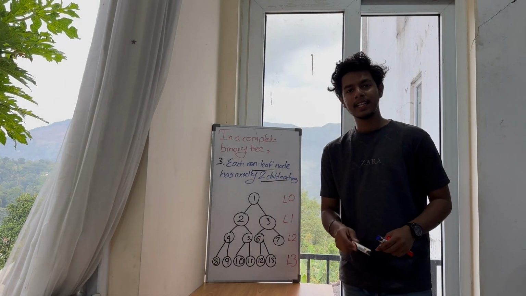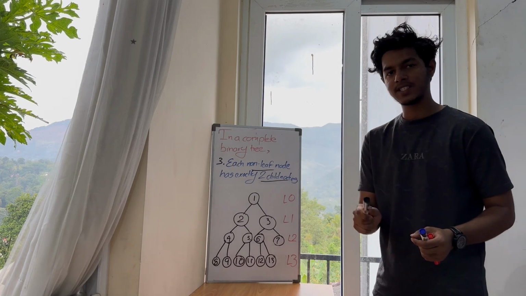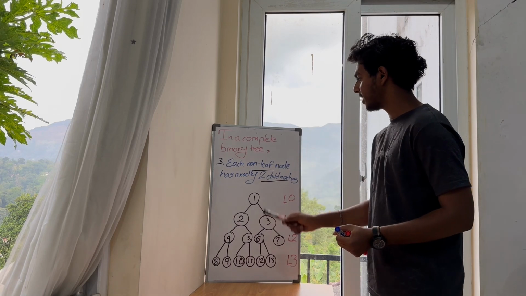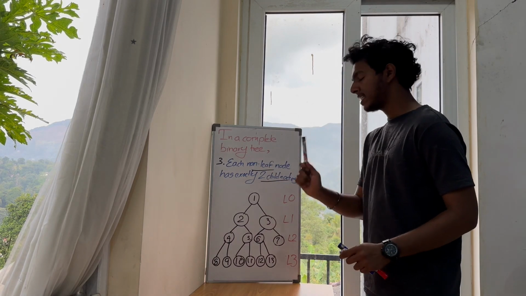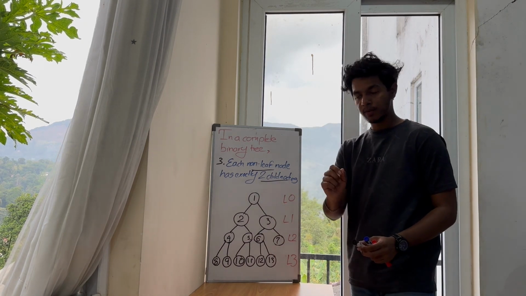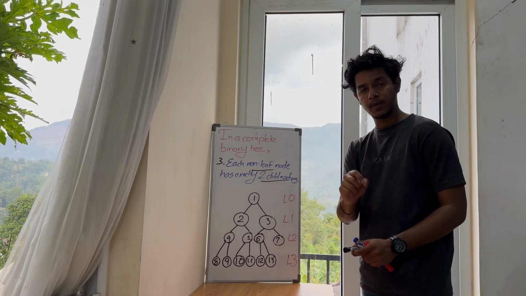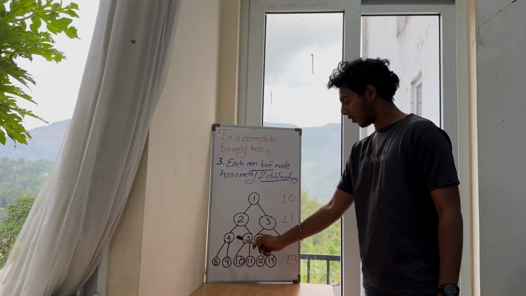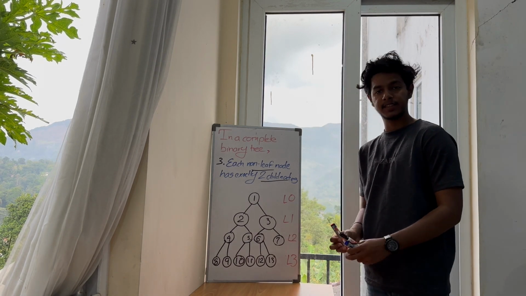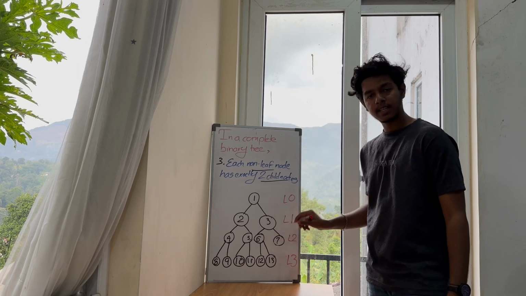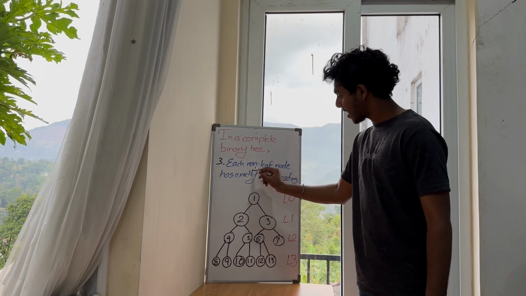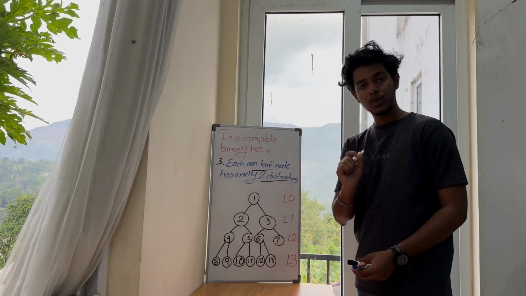The third and final condition that should be satisfied in order for a binary tree to become a complete binary tree is that each non-leaf node has exactly 2 child nodes. Before that, let's discuss what a non-leaf node is. As you know, these are nodes. A leaf node is a node which does not have any children. As you can see, this element doesn't have any children. So this is known as a leaf node, and a non-leaf node is a node which does have children.